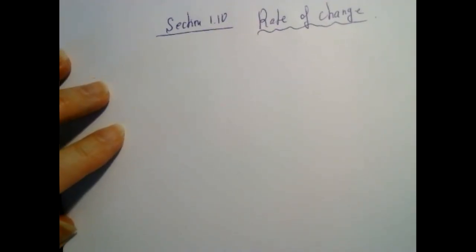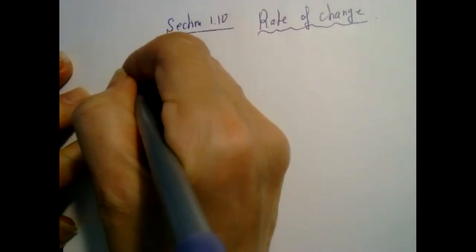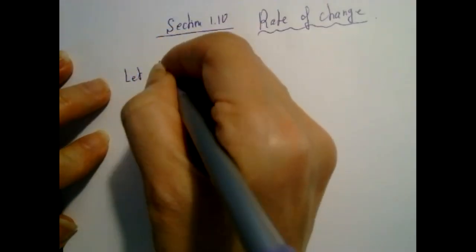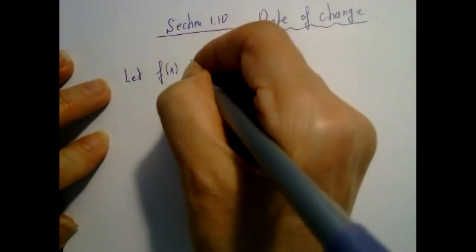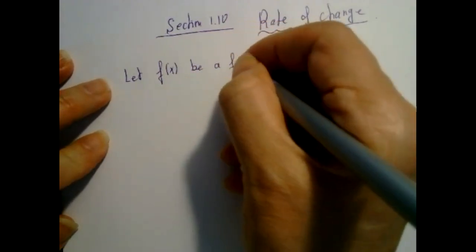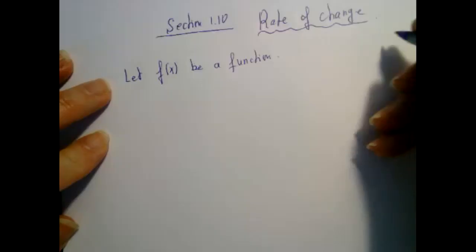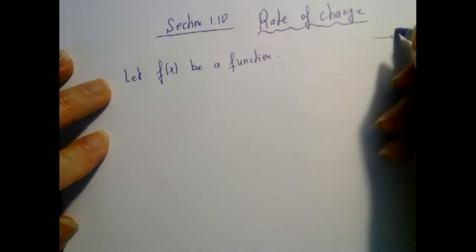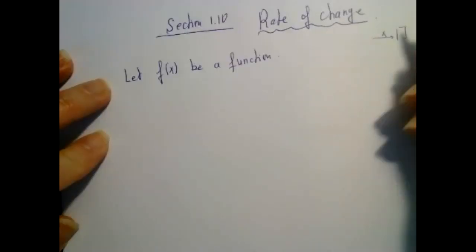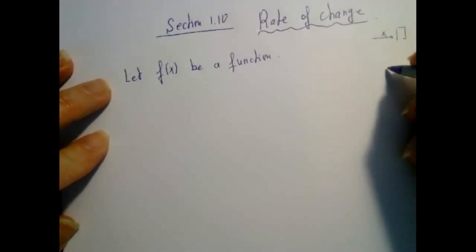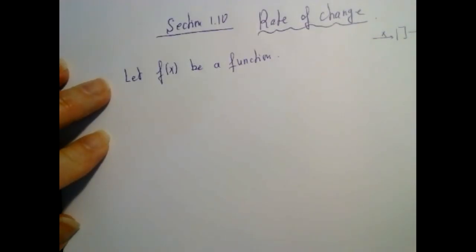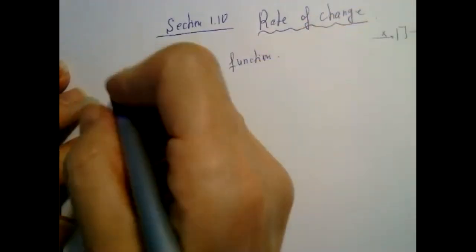So first, just a definition. Suppose you have a function f of x. When I say f of x is a function, it means I am thinking in my head about a rule: you give it an input, which is changing, and for every input, it's gonna give you an output. So let f of x be a function.